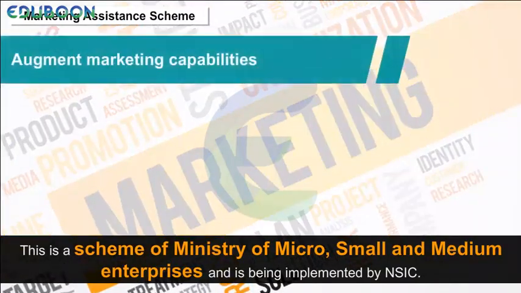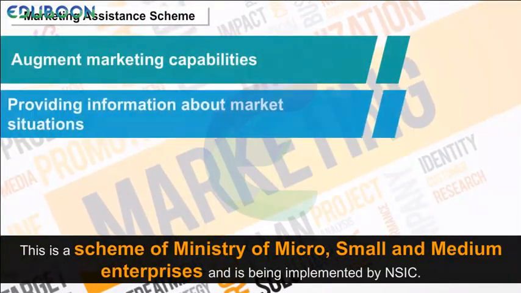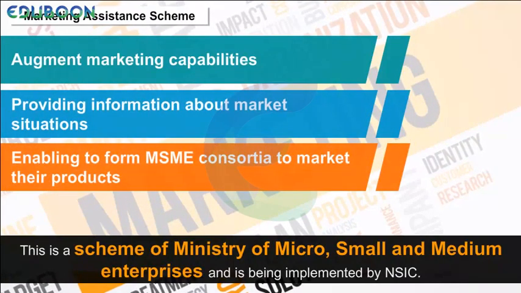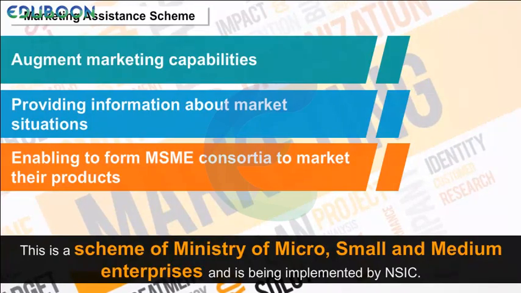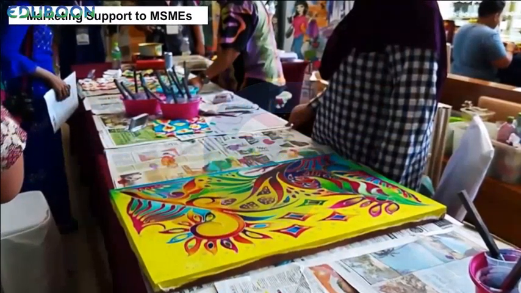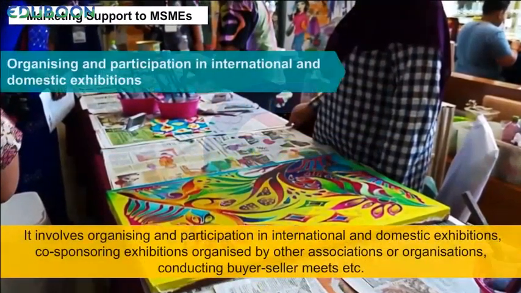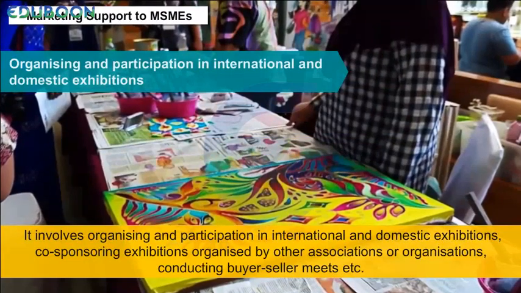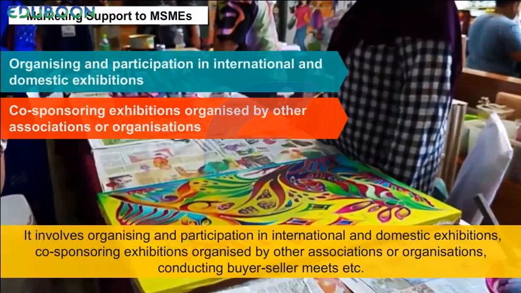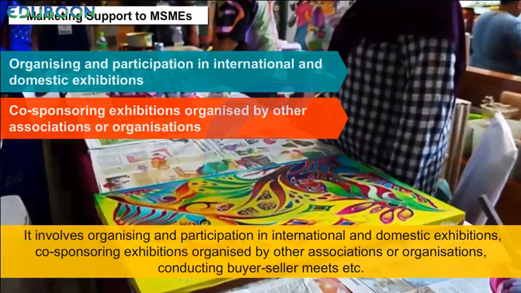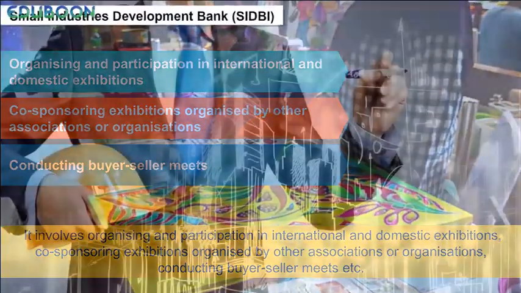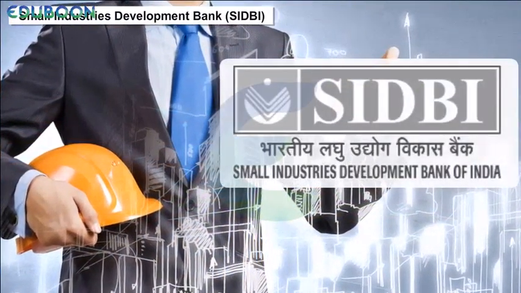It looks to augment marketing capabilities, providing information about market situations, enabling the formation of MSME consortia to make their products, etc. Marketing support to MSMEs involves organizing and participating in international and domestic exhibitions, co-sponsoring exhibitions organized by other associations or organizations, conducting buyer-seller meets, etc. 4. Small Industries Development Bank, SIDBI.